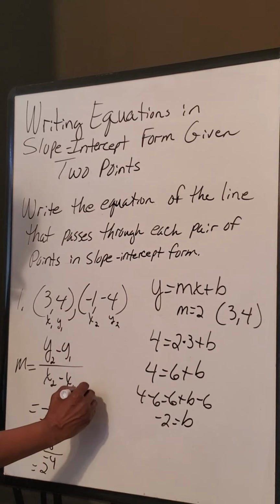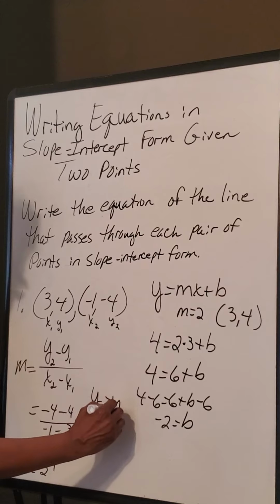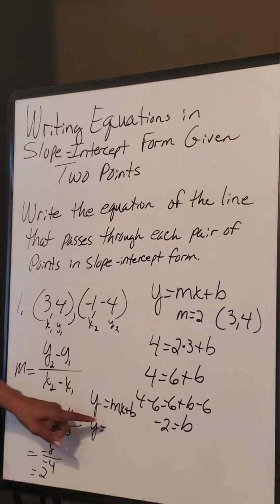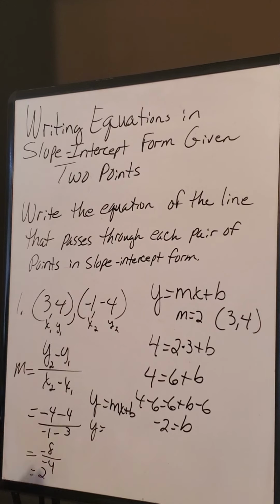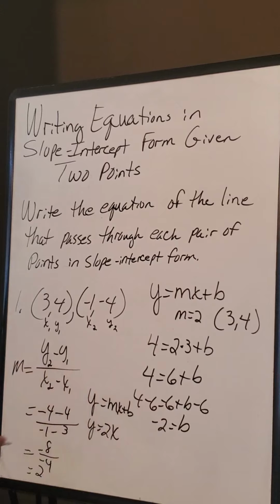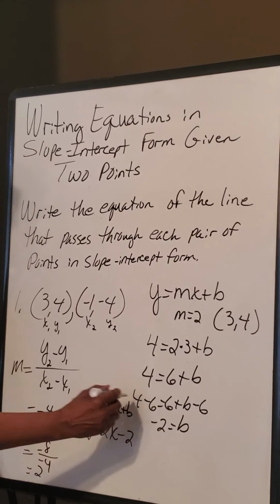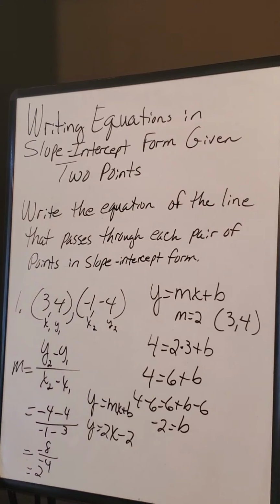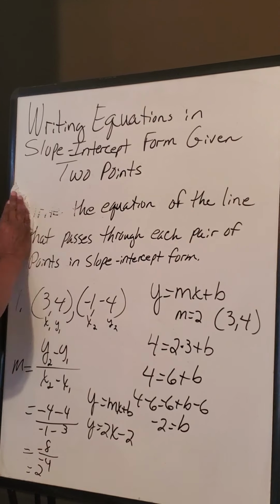So my equation is, going back to y equals mx plus b, y is equal to, put m in its proper place, my m is 2, so I'll have 2x, put my b in its proper place, minus 2. So the equation of the line is y is equal to 2x minus 2. Example 2.